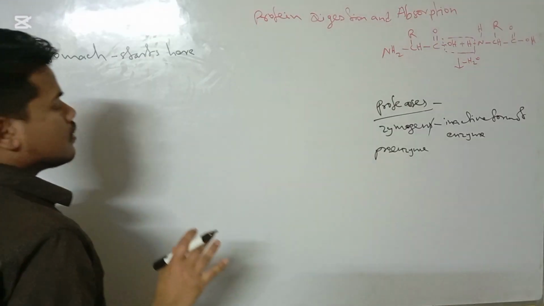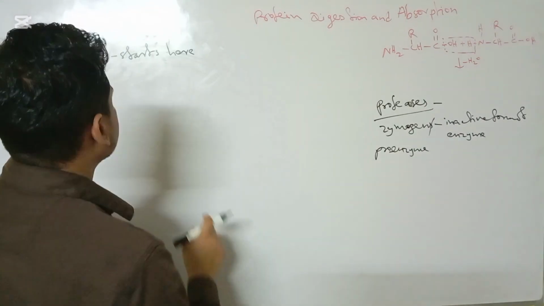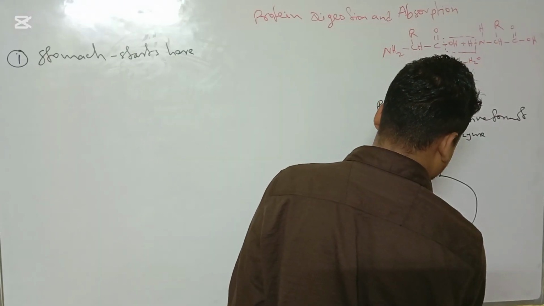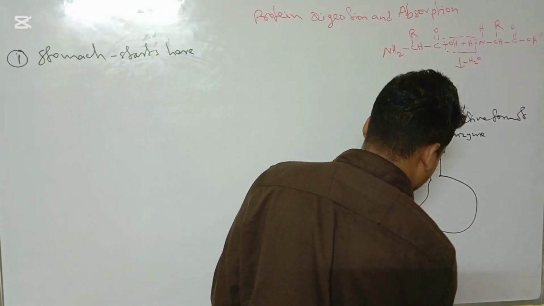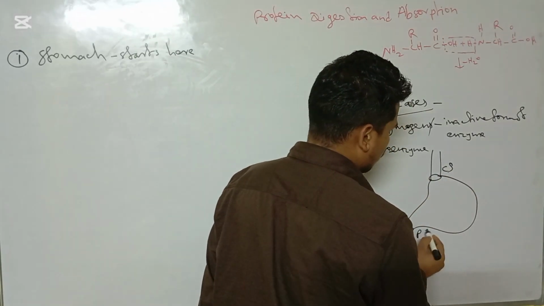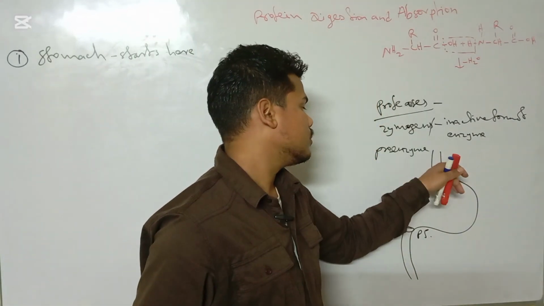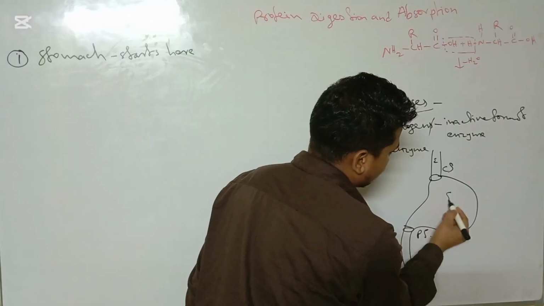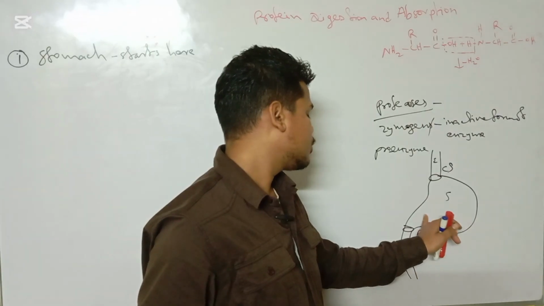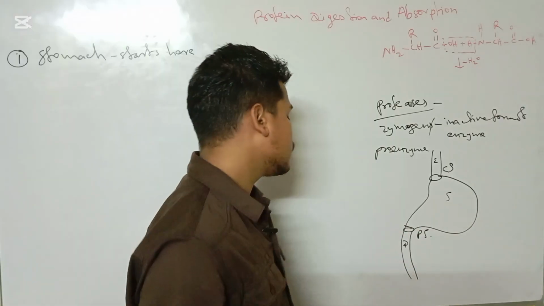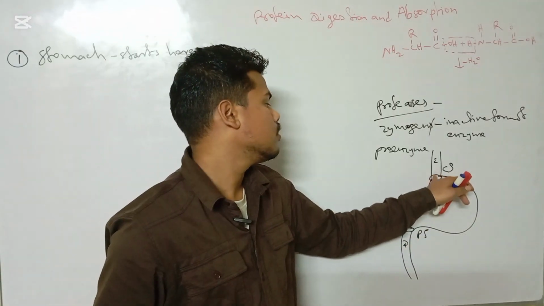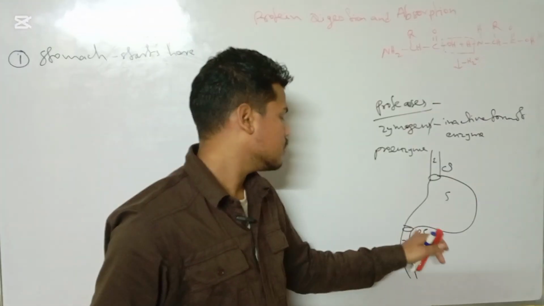So here are the proenzymes. For the digestion of protein, there should be secretion of enzymes. Let's suppose this is the stomach, and this is the continuation of the small intestine. This is the cardiac sphincter, and this is the pyloric sphincter. In anatomy it is very important: the junction between the esophagus and stomach is the cardiac sphincter, and the junction between stomach and duodenum is the pyloric sphincter. To remember, in alphabetical order C comes first, then P, so the cardiac is the upper opening and the pyloric is the lower opening.